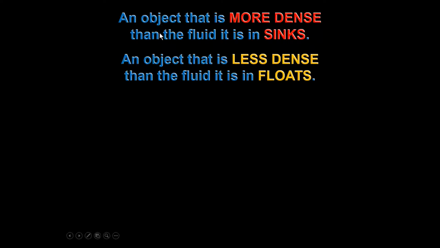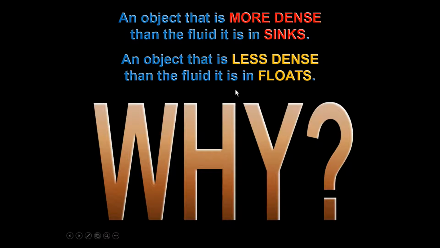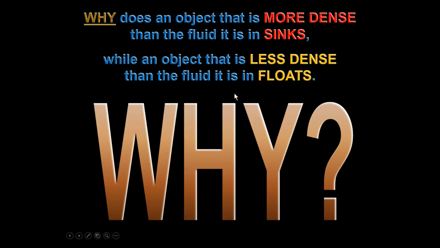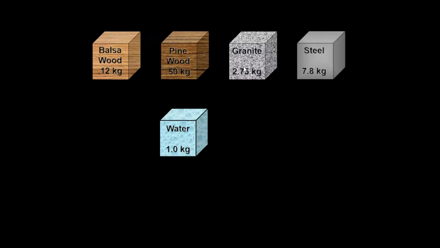Now, you may have known for a long time and been able to say that an object that is more dense than the fluid it is in sinks, while an object that is less dense floats. And that is true, but do you understand why? Could you articulate the reason that that is true? Well, the real question is, why does an object that is more dense than the fluid it is in sink, while an object that is less dense than the fluid it is in floats? That's the real question. Let's see if we can explain it this way.